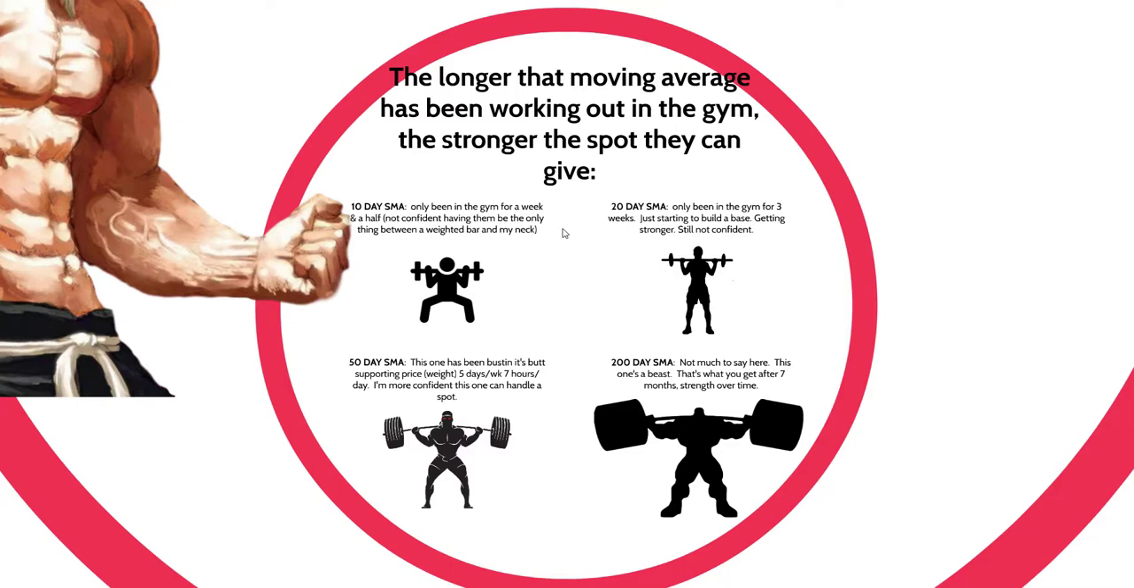So the 10-day SMA, if you're looking at it, they've only been in the gym for a week and a half. I'm not really that confident with them being the only thing between a weighted bar and my neck. You've got the 20-day SMA, okay, a little bit better. Been in the gym for about 3 weeks, just starting to build a base, getting stronger, but no, not for me. The 50-day, now here we go. This one's been busting its butt, supporting price, weight. For 5 days a week, 7 hours a day, I'm more confident that this person can handle a spot when I need it. And then you've got the 200-day, and there's not much to say here. This one's a beast. But that's what you get after 7 months. You get strength over time.